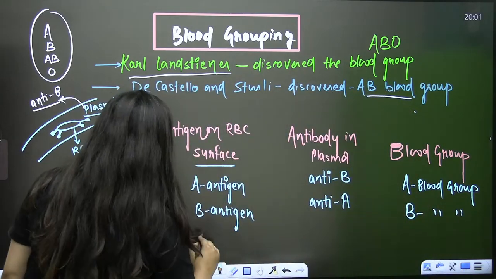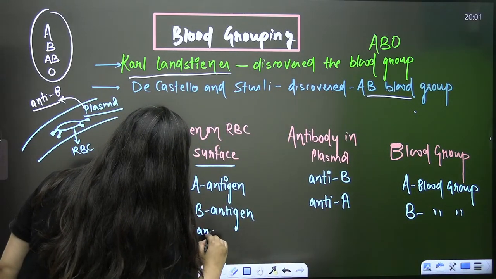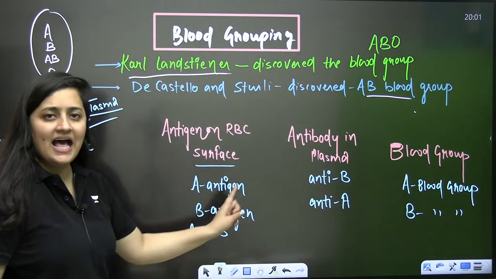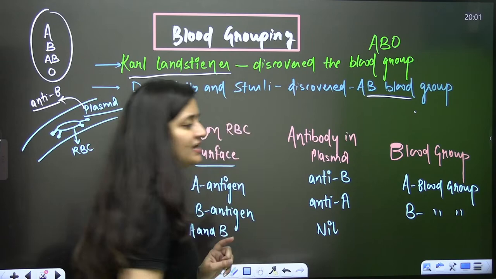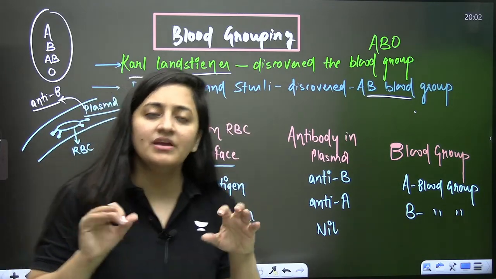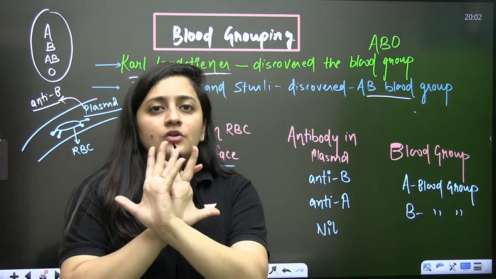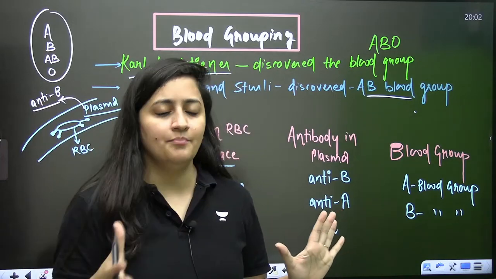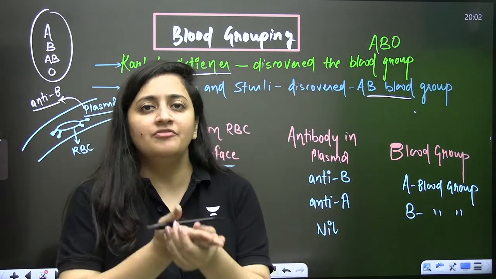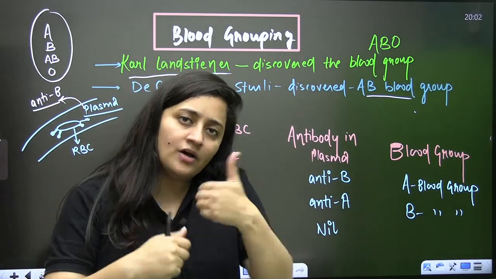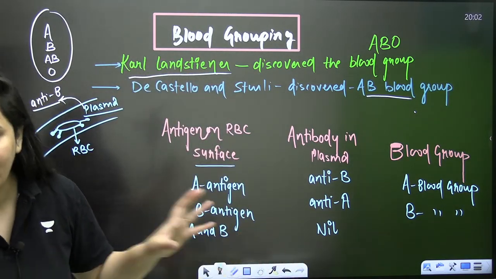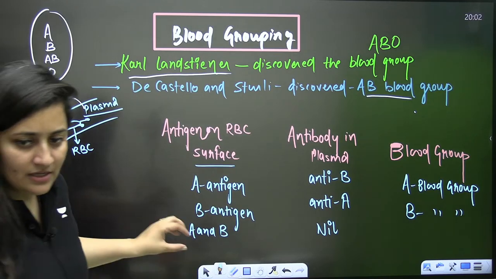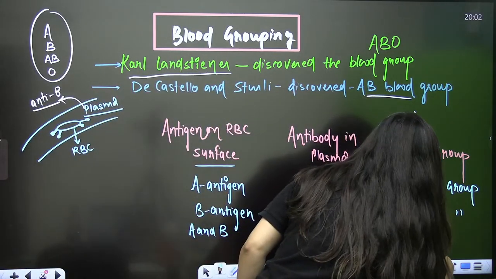Now, let's say both the antigens are there on the RBC surface, A as well as B. So no antibody will be there in the plasma, because the RBC has both antigens. There is no point having any antibody in plasma, because if there were, it would destroy its own RBCs, right? So there will be no antibody in the plasma. So that is the AB blood group.